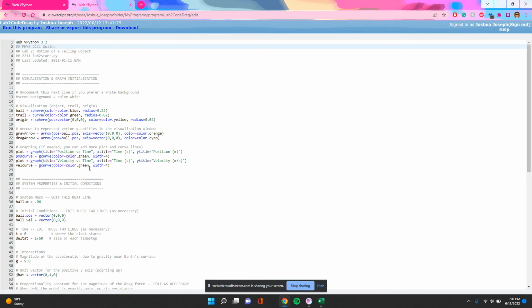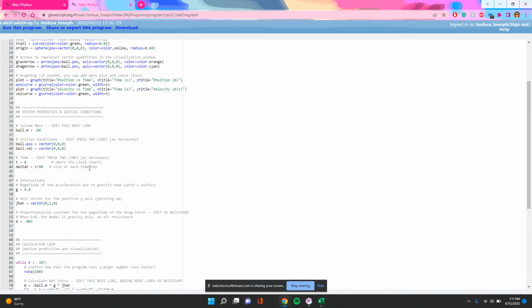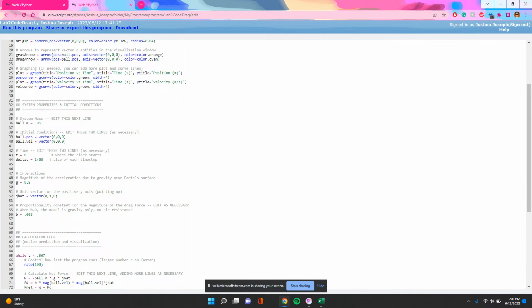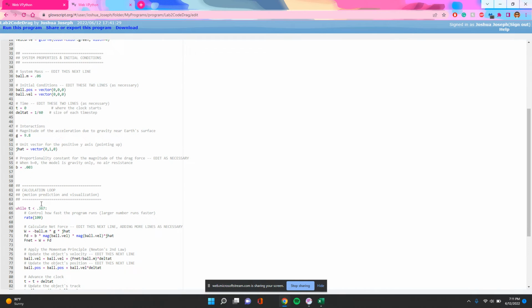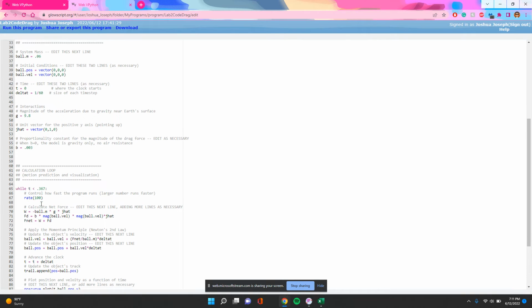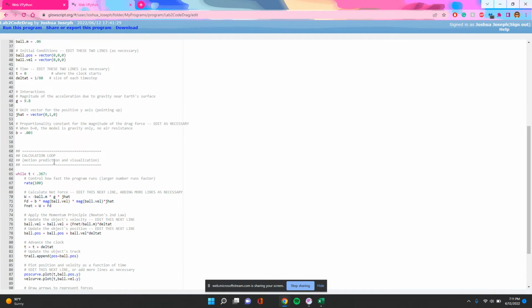So let's quickly look at the computational model which does include the drag force. Everything is relatively the same except for a few changes, where the b, the proportionality constant, is going to be 0.003. I determined this through trial and error until the computational model was relatively close to the observed data. I also had to update the net force to include the drag force.